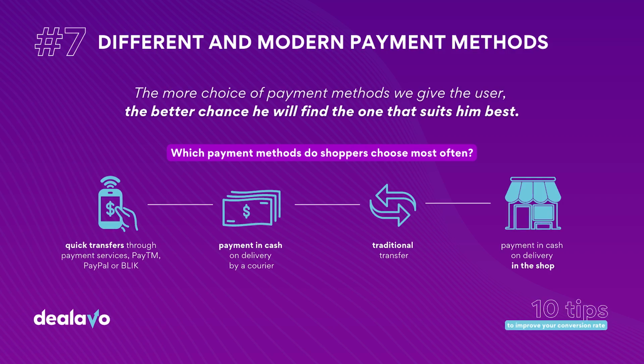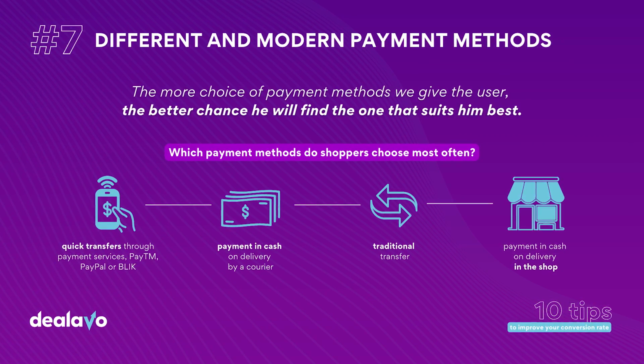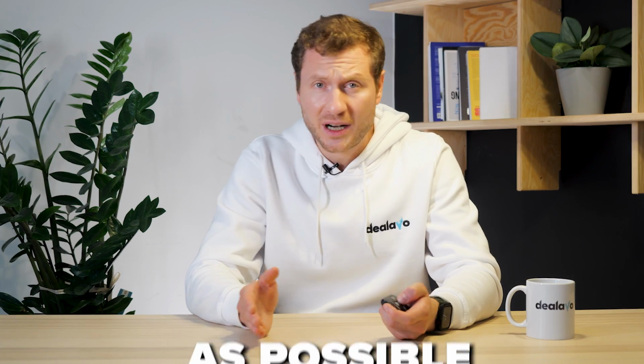Number 7, different and modern payment methods. Nowadays, that's one of the most important points in the whole selling process. You need to make it as simple as possible. Otherwise, the client wouldn't finish the shopping. After all, how many abandoned baskets have you recorded on your website in the last month? Yeah, that's what I thought.